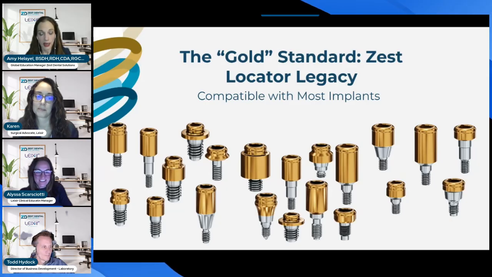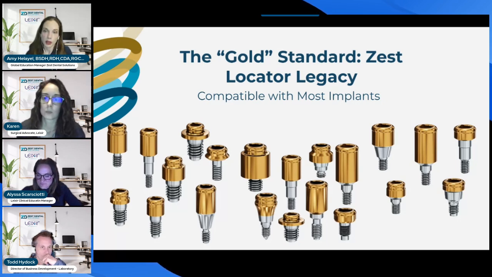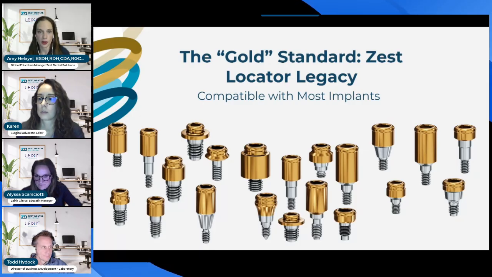Great question. So when you look at this image, this is one of my favorite images that I show when I talk about locators for overdenture and fixed. It's the compatibility that locator has with over 350 different implant connections. When you look at this image and you see all these different implants or abutments, it almost looks like they're all different. But when you look at that working end, that top end of the abutment, it actually is all the same. So the beauty of locator is its compatibility.